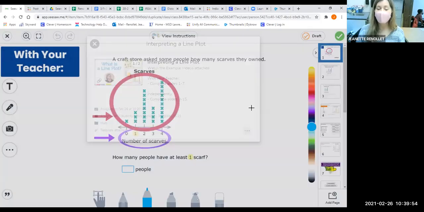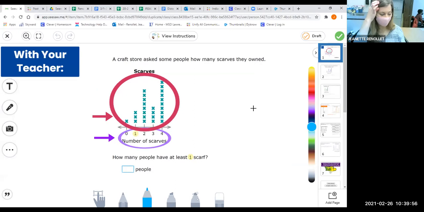We're going to start on slide number 1 together. Everybody should be on slide number 1, ready to work together. It says, with your teacher. A craft store asked some people how many scarves they owned. So this is what our data is about.